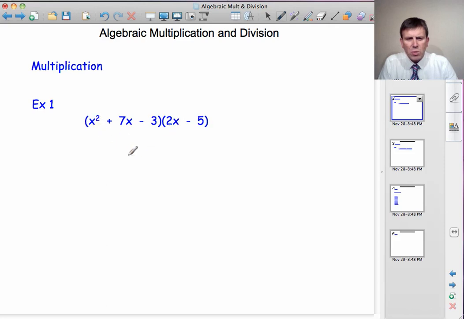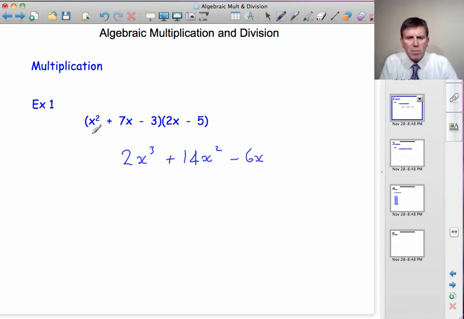2x times x squared is 2x cubed. 2x times plus 7x is plus 14x squared. 2x times minus 3 is minus 6x. Now I'm finished multiplying the first bracket by the 2x. I'm now going to multiply the first bracket by the minus 5.